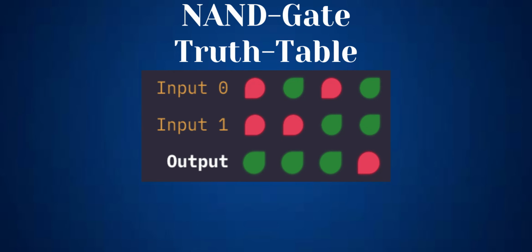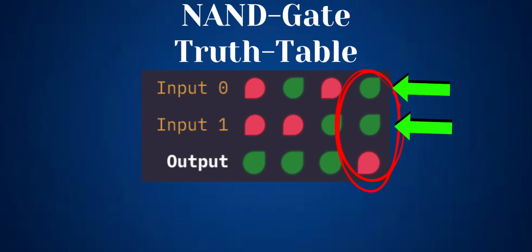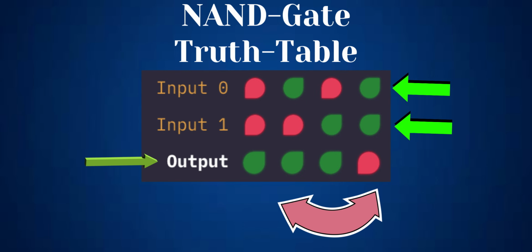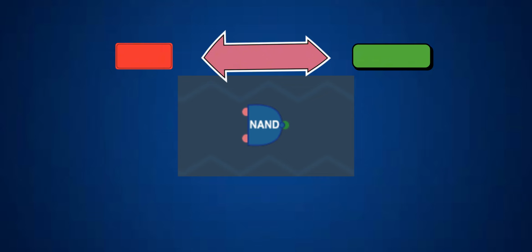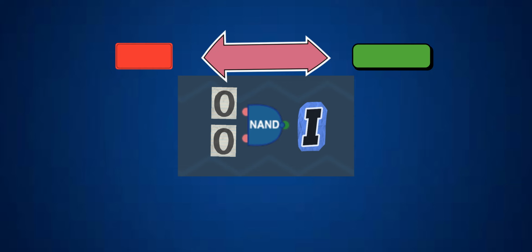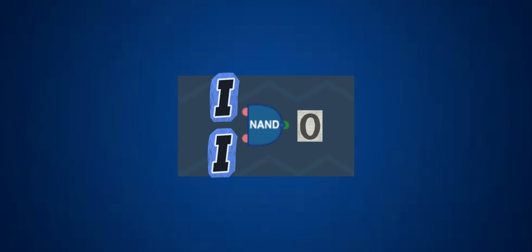Looking at the truth table, the NAND gate outputs green in every case except for one, when both inputs are green at the same time. That's the only combination that flips the output to red. Every other combination keeps it green. So the NAND gate is not just an inverter. It only outputs 1 when both inputs are 0. And, of course, the other way around.